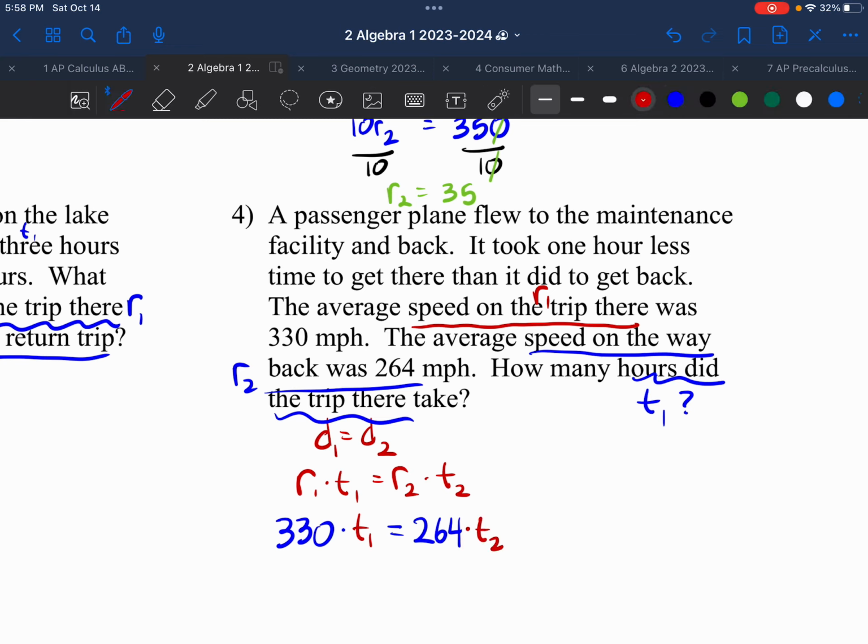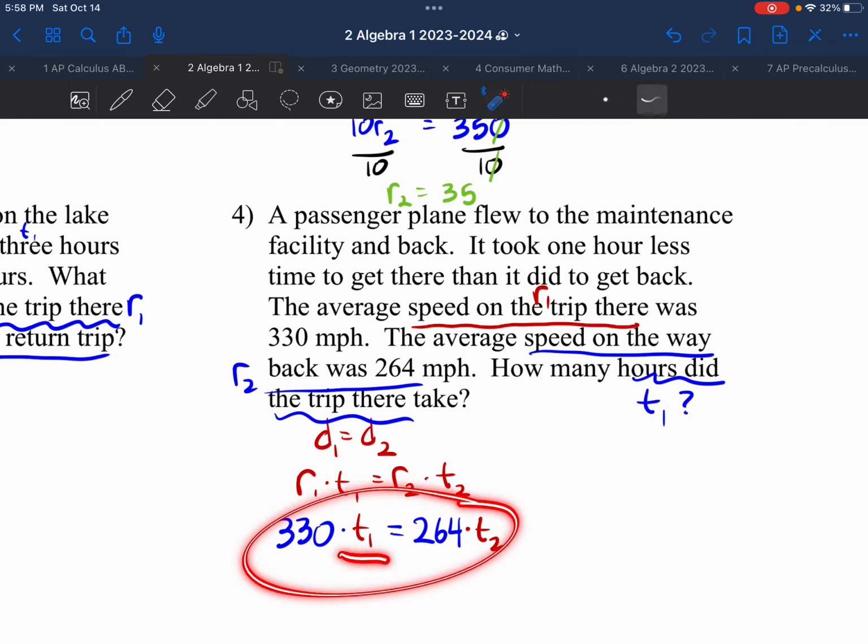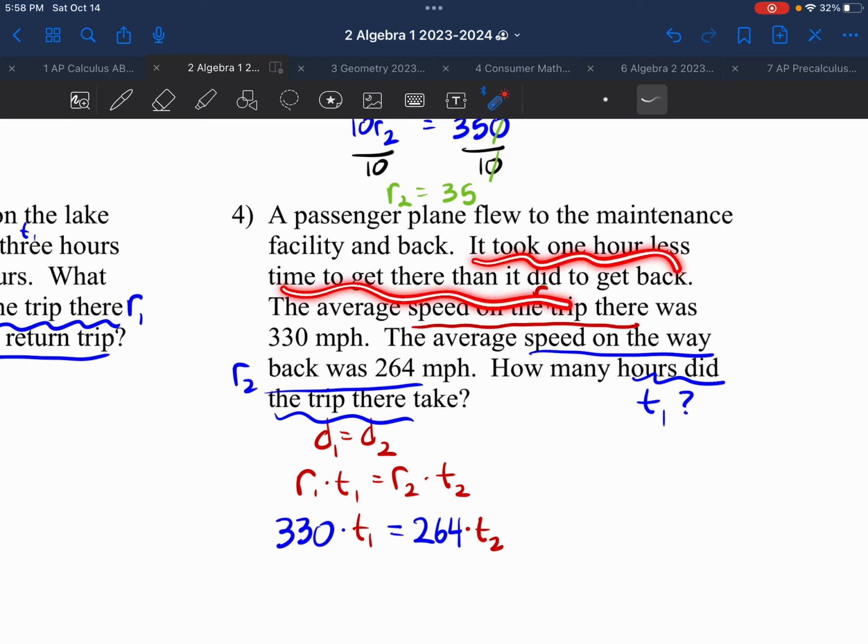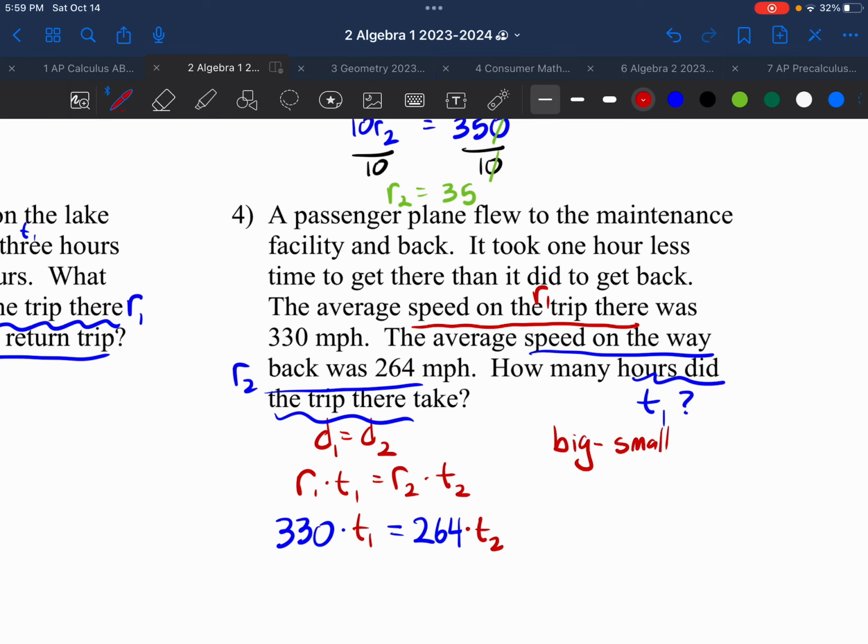And again, this is that aha moment of, oh, look at this. I have one equation with 2 types of variables. If I have 2 types of variables, I should have had 2 equations, and I only have 1 equation, which means I need another equation. So how do we make another equation? We're going to use this piece of information to make our second equation. Again, this is a difference. 1 hour less time than it did to get back. So we need to do that same thing I was talking about before, where we do something that's big, subtract something that's small, and that will give us our difference.